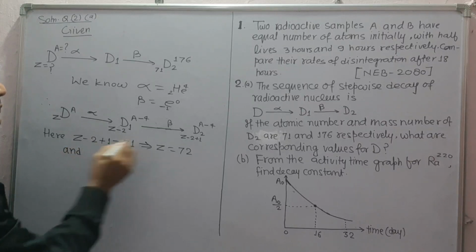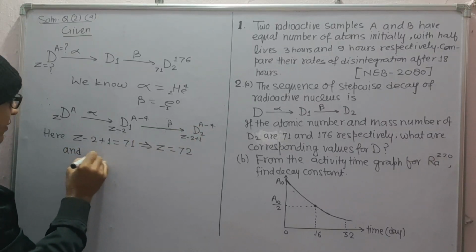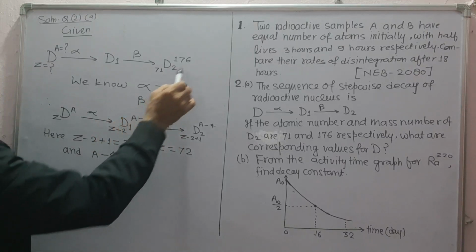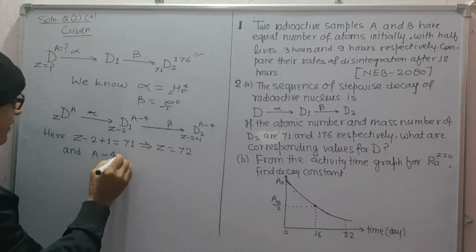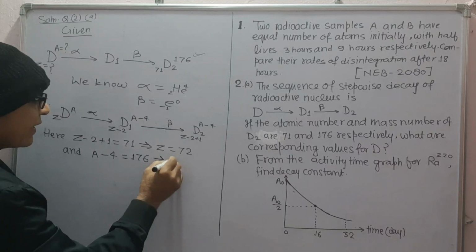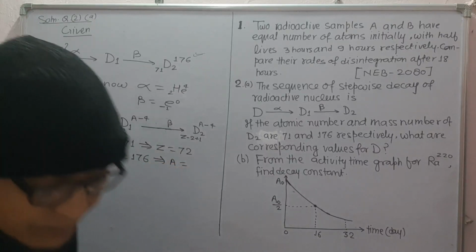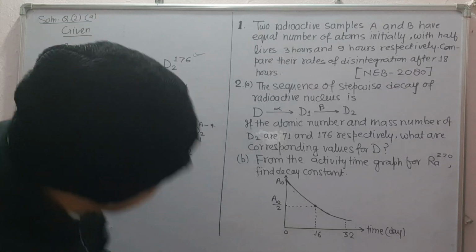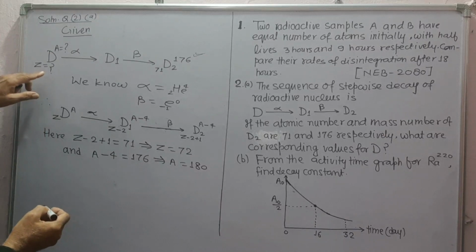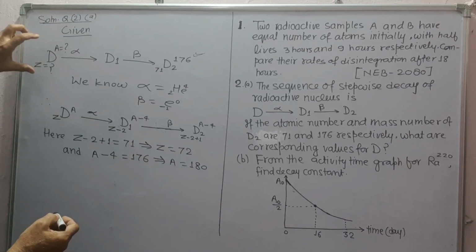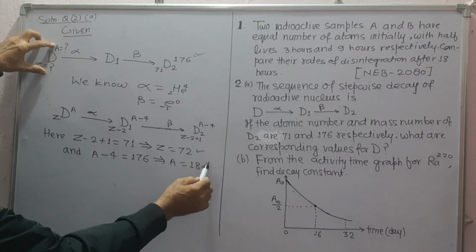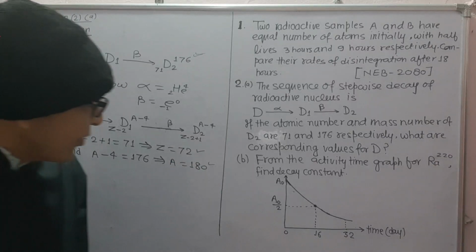And A minus 4 is equal to 176. Therefore, A will be equal to 180. Therefore, the atomic number of nucleus D is 72 and mass number is 180. Now next question.